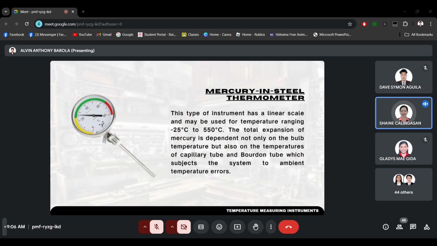Mercury in steel thermometer. This type of instrument has a linear scale and may be used for temperature ranging from negative 25 degrees Celsius to 550 degrees Celsius. The total expansion of mercury is dependent not only on the bulb temperature but also on the temperatures of capillary tube and Bourdon tube, which subjects the system to ambient temperature errors.